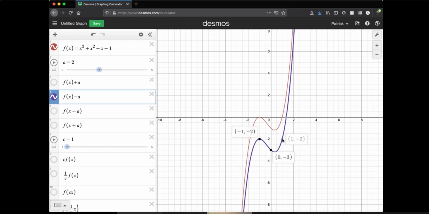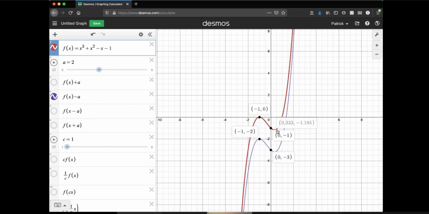And notice the relationship between the original red curve and the purple curve. They look identical. It's just that between all the points, there are 2 units down, right? So the point -1, 0 is on the red curve. The point -1, -2 is on the purple curve. The point 0, -1 is on the red curve. The point 0, -3 is on the purple curve. And that relationship always works.